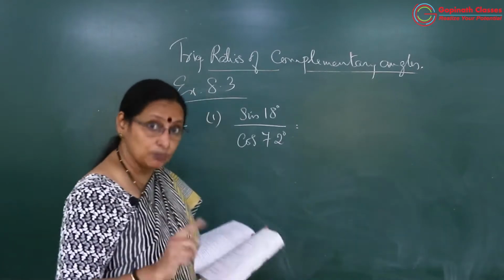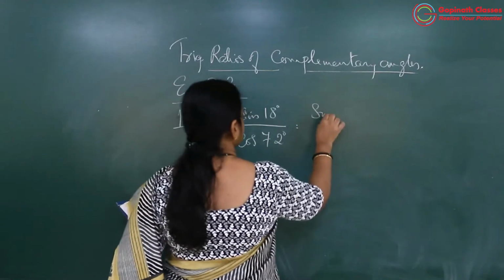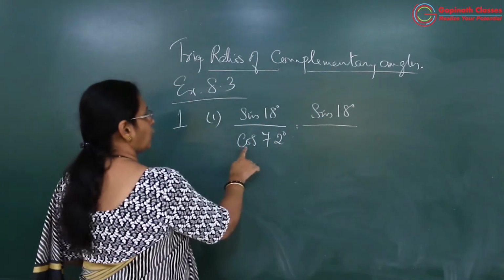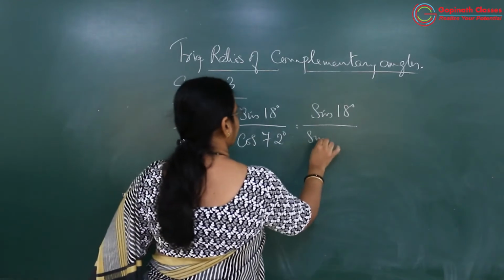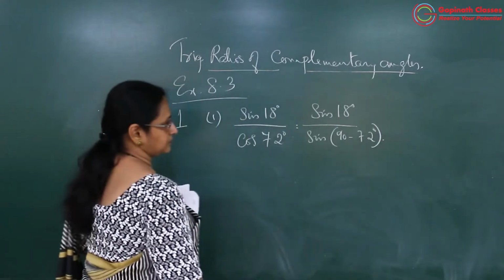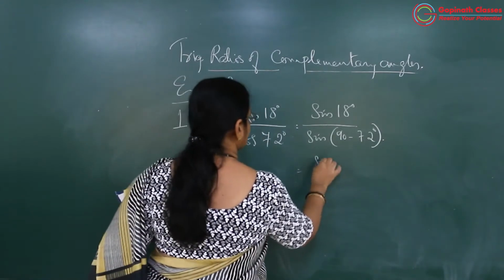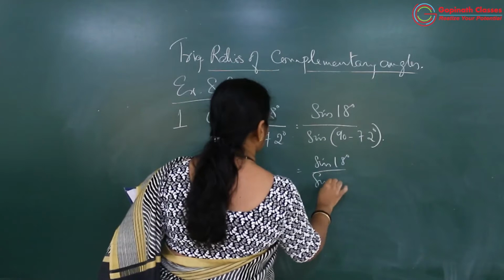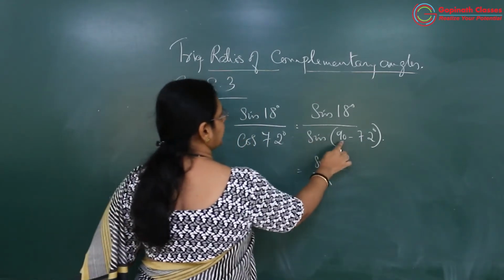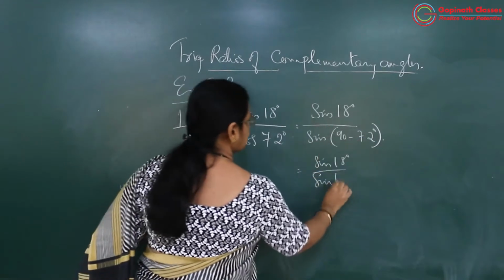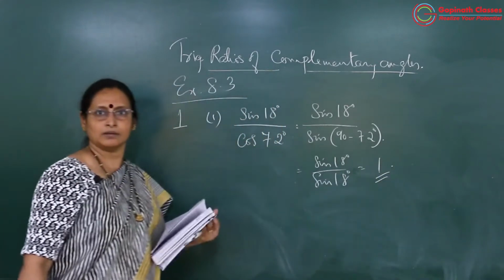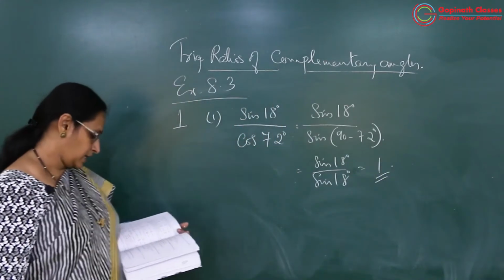Let us not change both. Let us keep one angle as it is, sine 18 degree, and we will change this as cos theta is sine 90 minus theta. So, this is sine 18 degree upon sine 90 minus 72 degree. See, here I applied the formula cos theta is sine 90 minus theta. 90 minus 72 degree is 18 degree and the answer is 1.